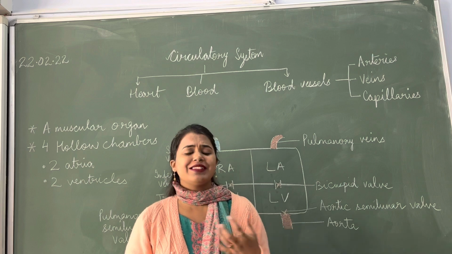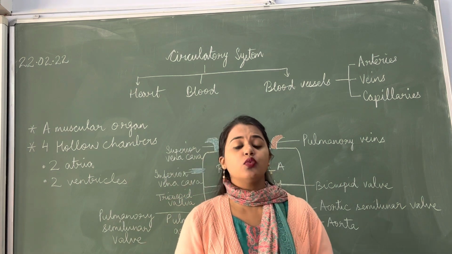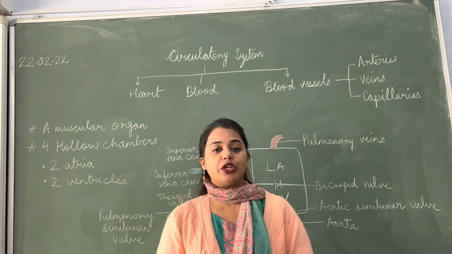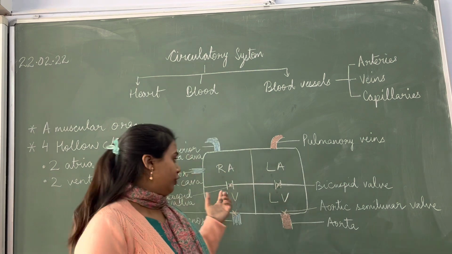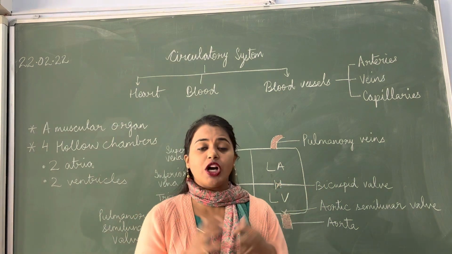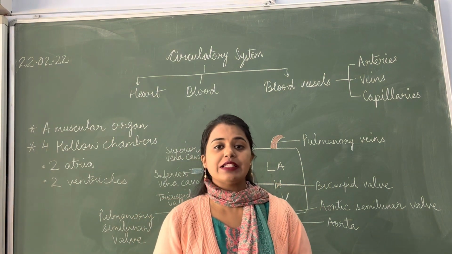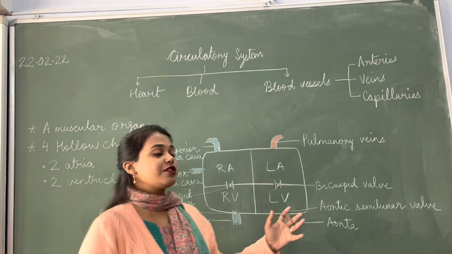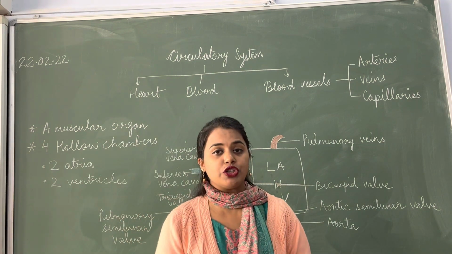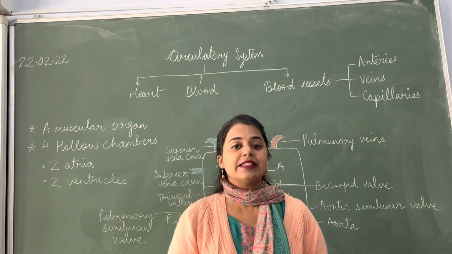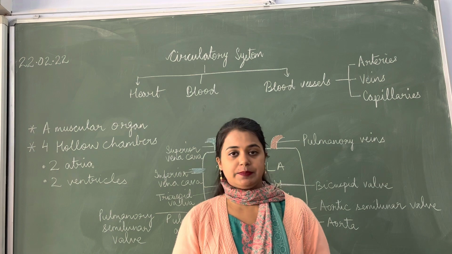When we put a stethoscope on our chest, we can hear the sound lub dub, which is produced by our heart. So lub sound is produced when the valves, these tricuspid valve and bicuspid valve, close sharply at the beginning of the ventricular systole. And dub sound is produced when these semilunar valves close sharply at the beginning of the ventricular diastole. The human heartbeat rate is 72 beats per minute.